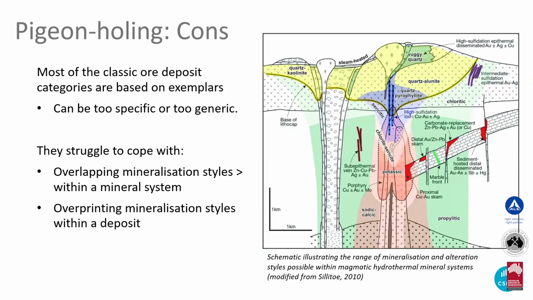So the problem with some of these models is they can be too specific or too generic. And they really struggle where we have overlapping mineralization styles within a mineral system. And so Cobar is a pretty good example of that. Many of you may not be all that familiar with Cobar, but I might go there briefly. It can also be a problem when you've got overlapping mineralization styles within a deposit. And we also see that in a number of instances in Cloncurry and Cobar, as I'll talk about.